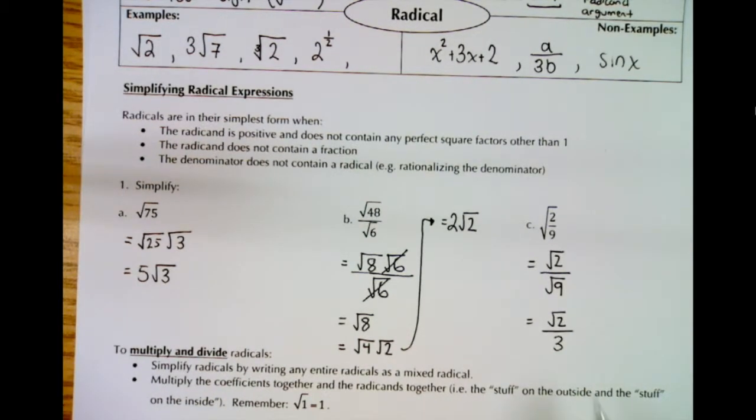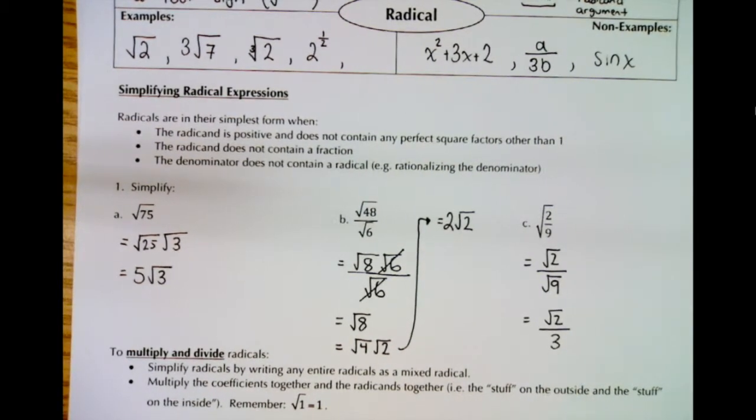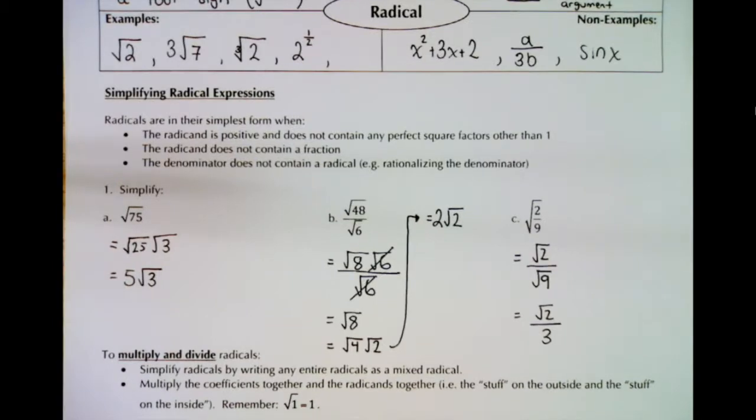And now we have a fraction, but we don't have a root in the denominator. So this is fully simplified. This radical is fully simplified. Now, if we did end up with a root in the denominator, well, the next lesson will show you how to deal with that. But for now, we're just simplifying ones that won't.